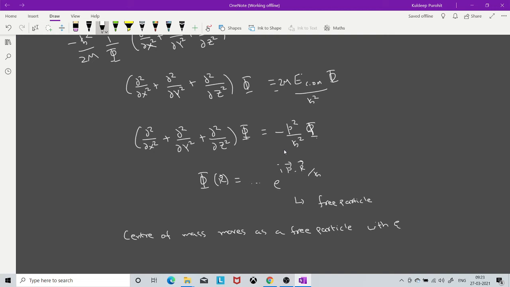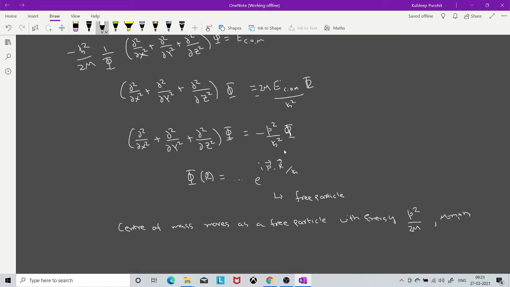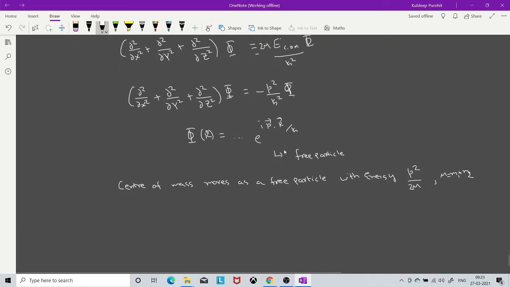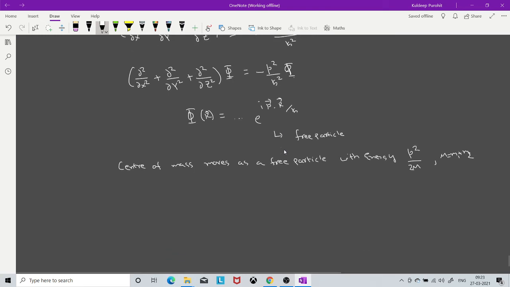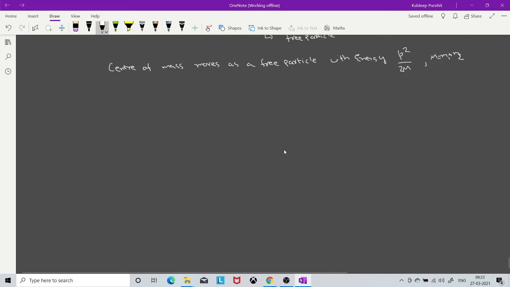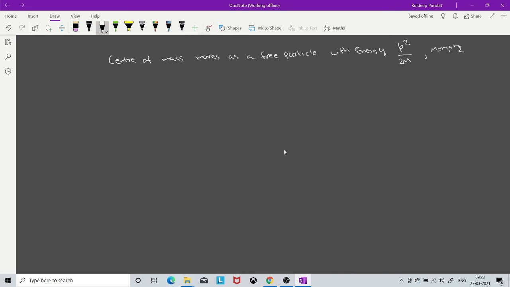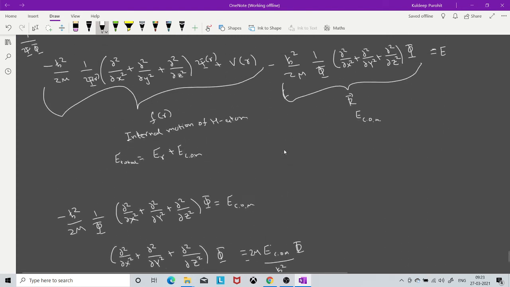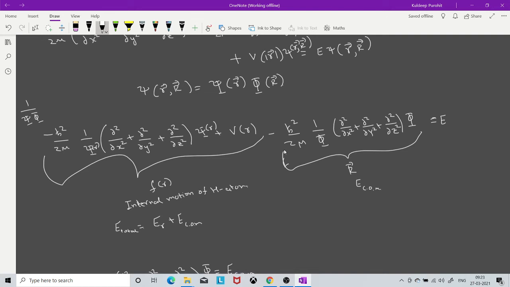with energy p square by 2M, where M is equal to m1 plus m2. So this was about the center of mass particle. This is not very important. The most important thing is the internal motion of the hydrogen atom. So now let us talk about the internal motion term, which is actually this term.